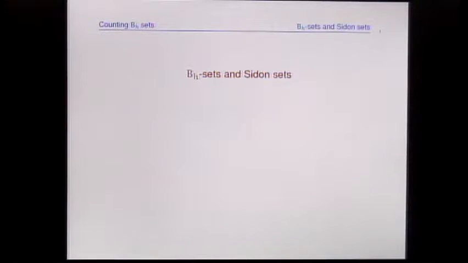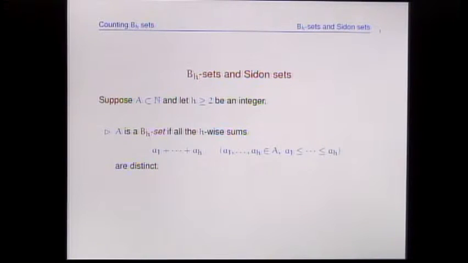So I should start with the definition of BH sets and Sidon sets, although I imagine this is quite well known. So let's start with the set A of natural numbers, and H is some fixed positive integer, at least 2. Now, this set A is called a BH set if all the H-wise sums of the members of A are distinct. So if I compute these sums A1 plus A2 plus ... plus AH with all of these AIs in the set A, H of them, right?